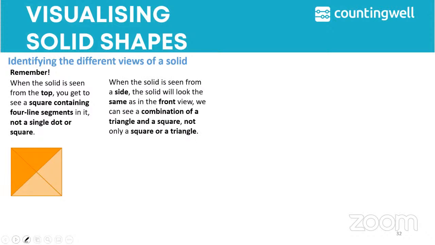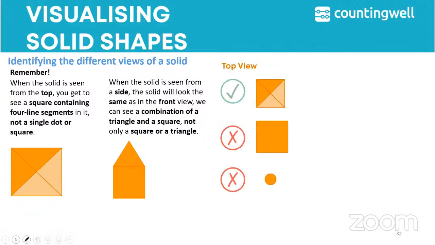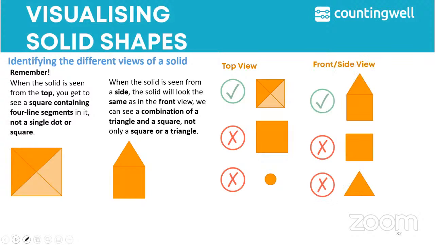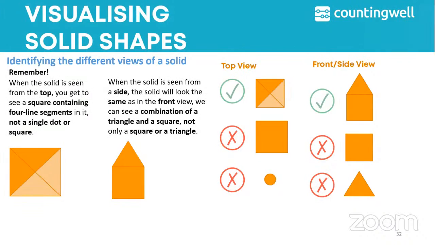Next, if we look at the solid from the side, it is the same as the front view. We see a combination of a triangle and a square, not a square or a triangle alone. So here is the solid when viewed from the side. So this is the top view, not the second or third one. And this is the front or side view of the solid.